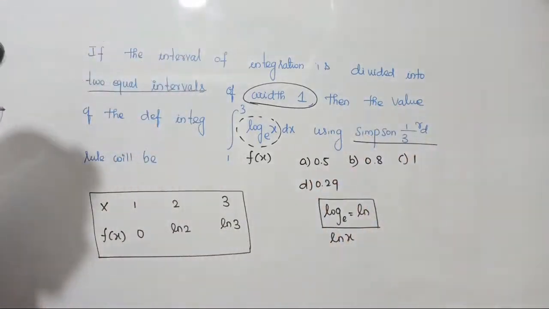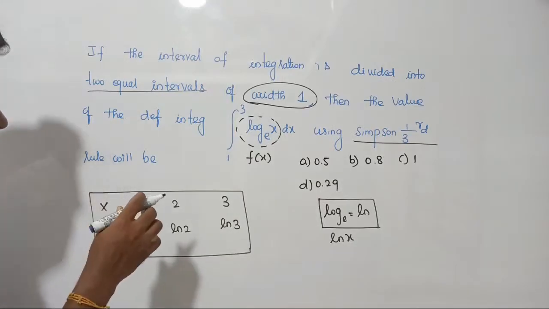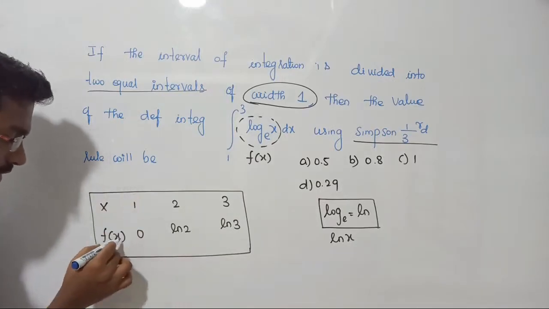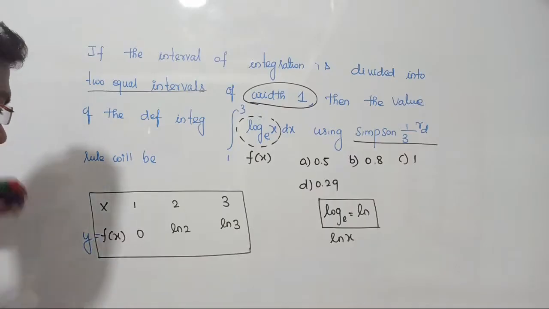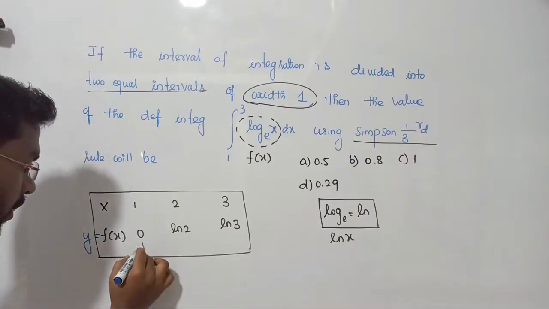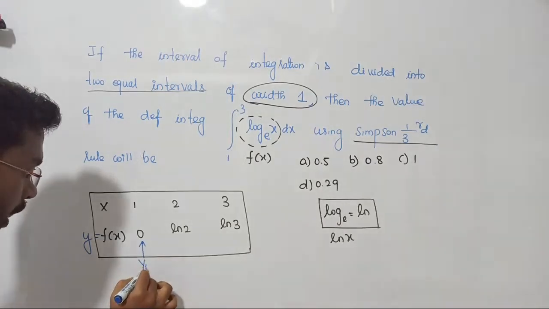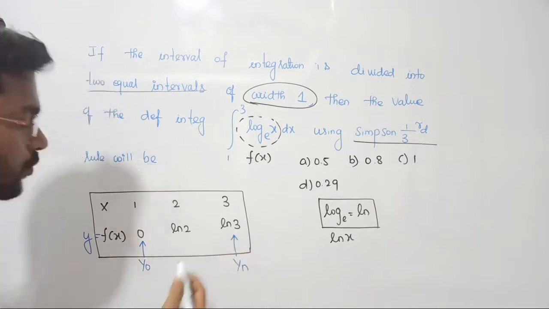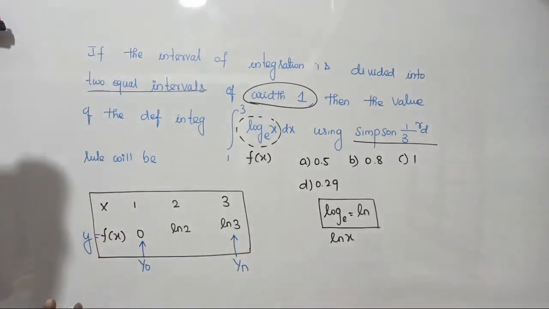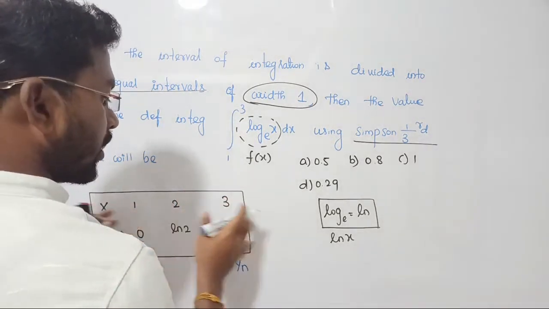We have to bring the answer with the help of Simpson 1/3 rule. Before applying it, guys listen: when we develop the graph, the first value, f of x, is known as y only, correct? So the first value is y0, and the last value is always yn, the final value. So find y0 and yn first and take them out.